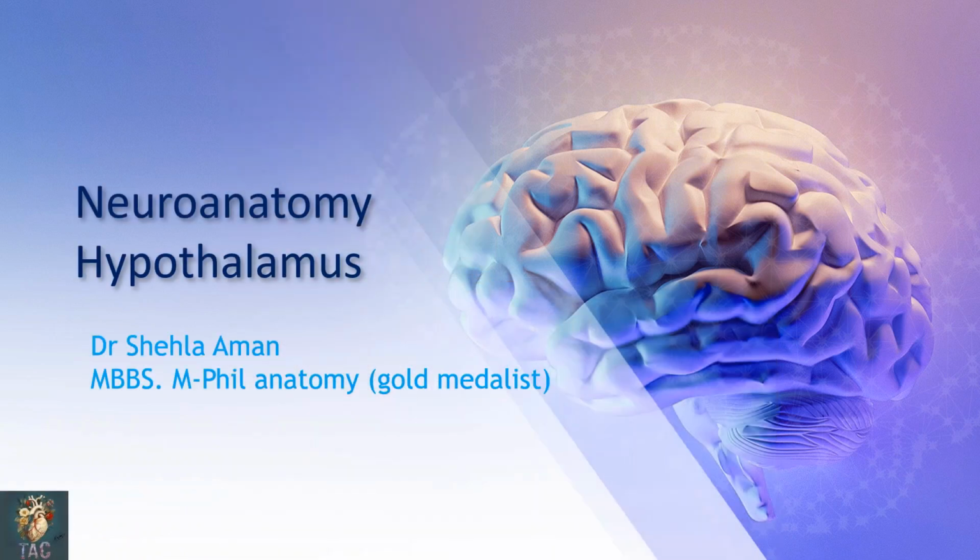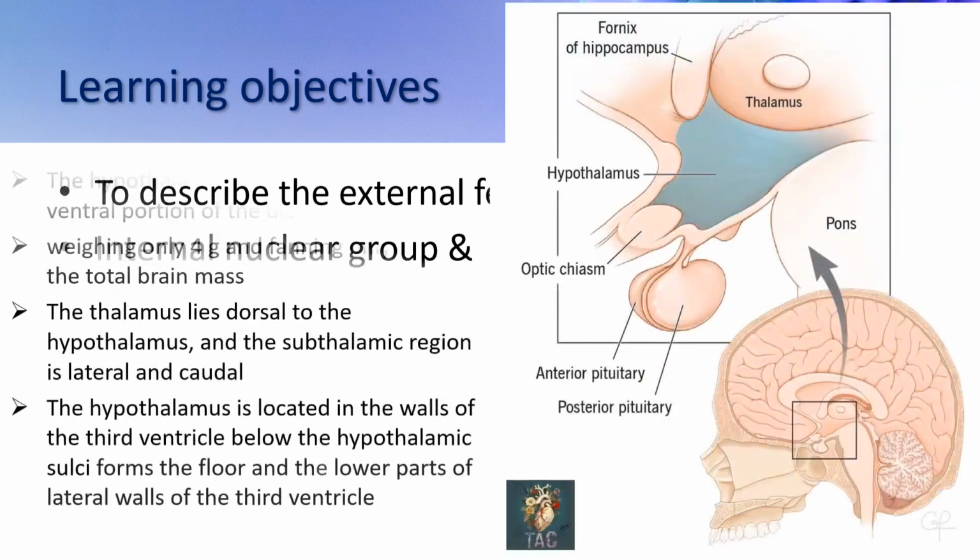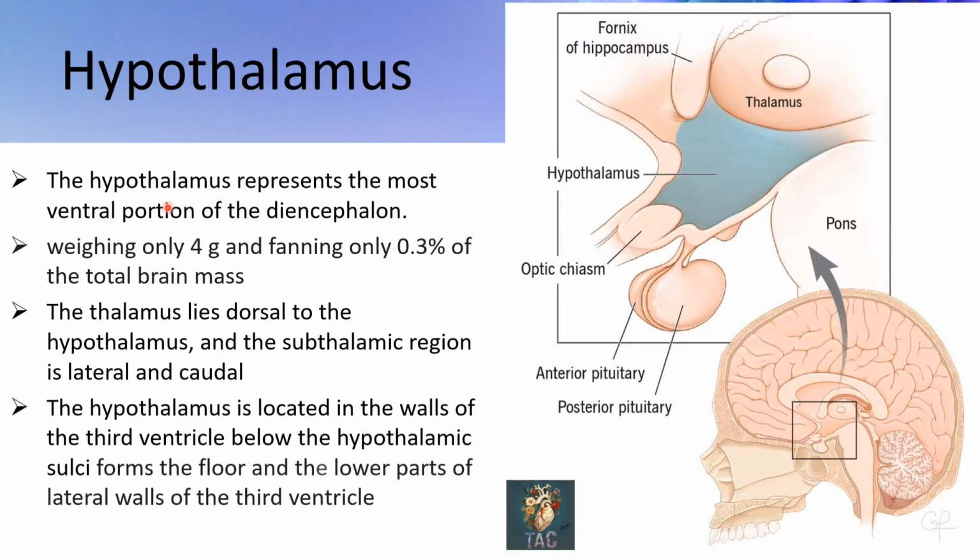In today's class of neuroanatomy we are going to discuss the hypothalamus. So the learning objectives for today's class are to describe the external features of the hypothalamus, the internal nuclear groups and their functional correlations. Hypothalamus represents the most ventral portion of the diencephalon.